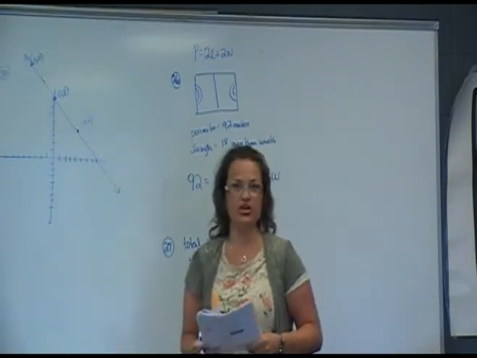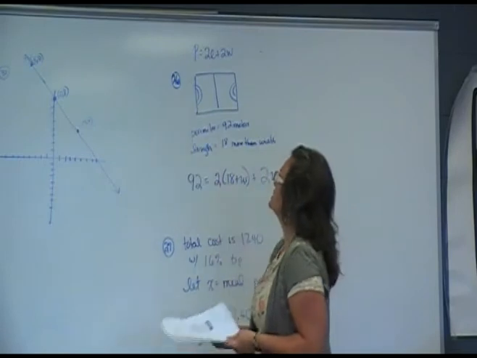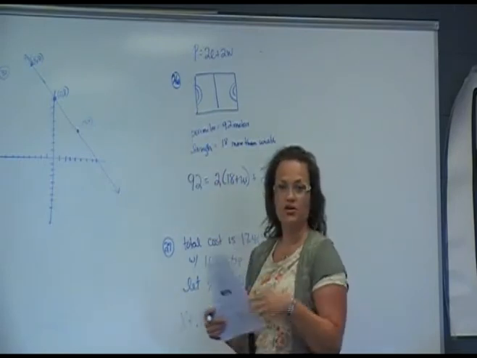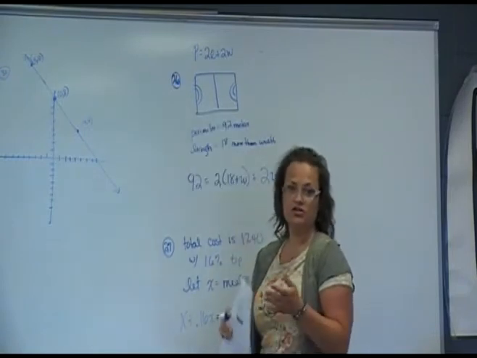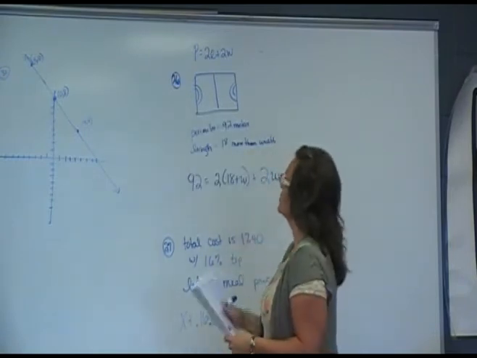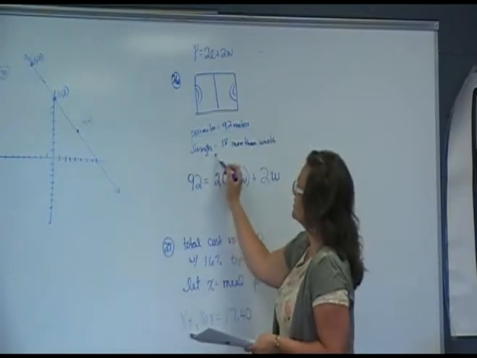Okay, continuing with Chapter 6 on the final study guide for Math 110. Number 26 asks you to do an application problem where you have a basketball court. It tells you some clues about this basketball court, that it has a perimeter of 92 meters, and then a clue about the length and the width.